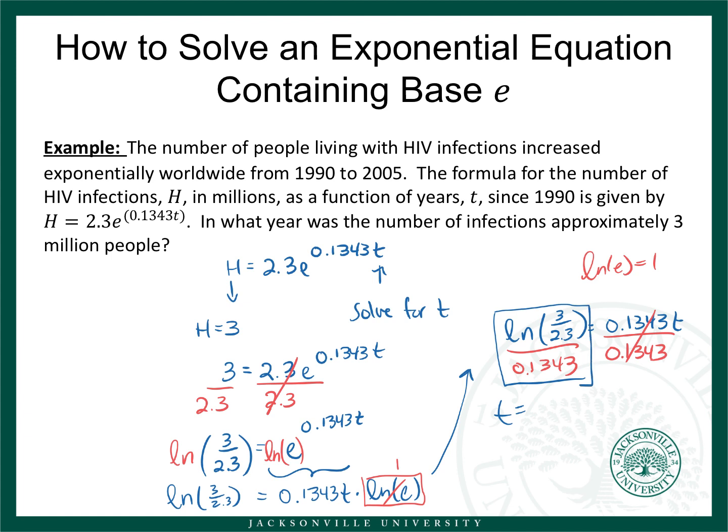That's an exact solution. But of course, we want to actually answer the question: in what year? So let's go ahead and put this into our calculator. And your calculator will give you approximately 1.978, or approximately 2. So when t is 2, and remember t is the years since 1990, that's 2 years since 1990. So this tells us that we would expect that in the year 1992, the number of people infected with HIV is going to be about 3 million cases. Okay.